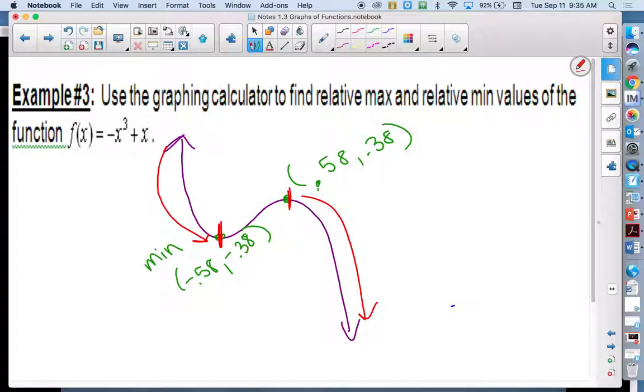So a max and a min actually creates the increasing, decreasing values. That tells you when it starts or where it stops. Any questions?